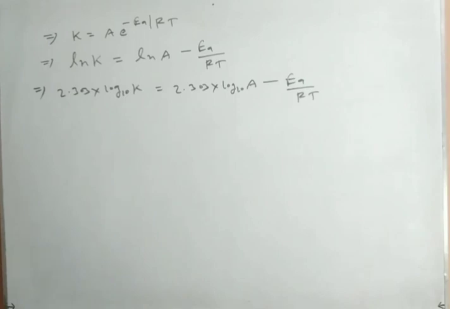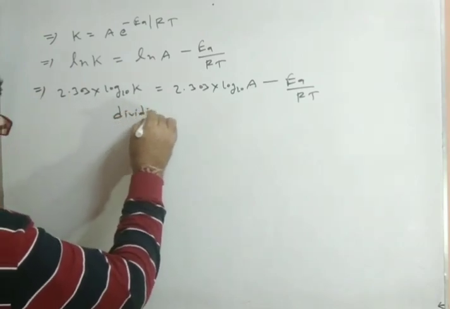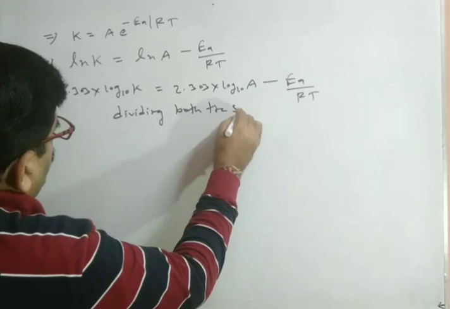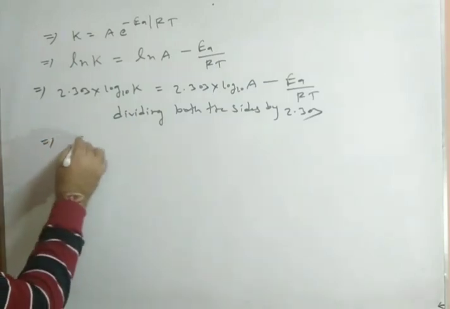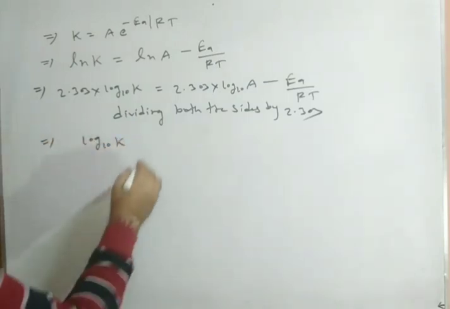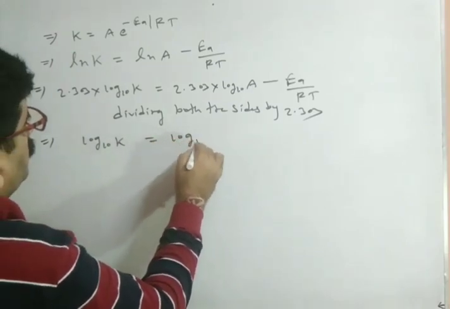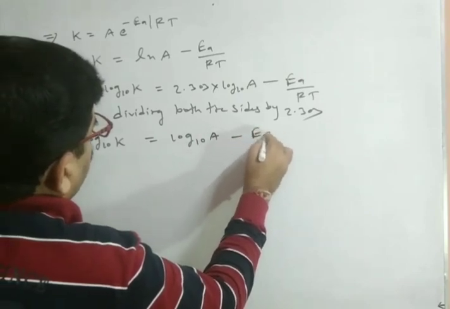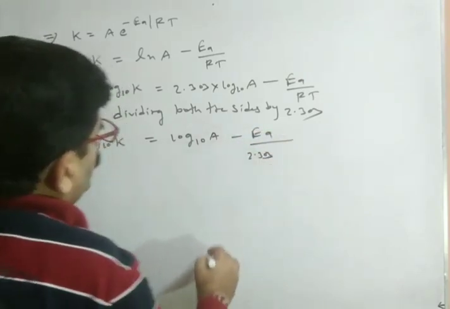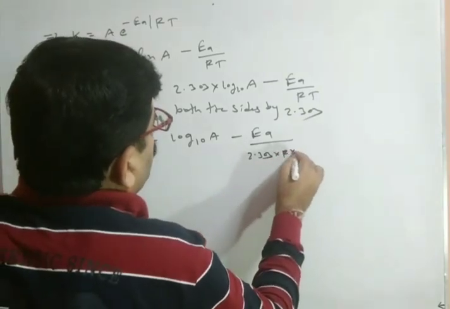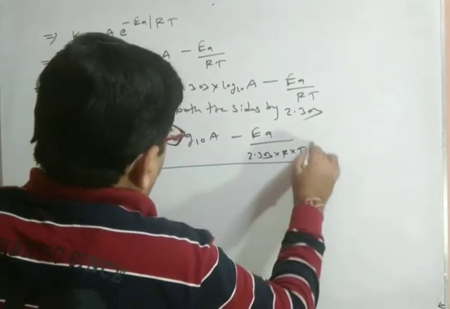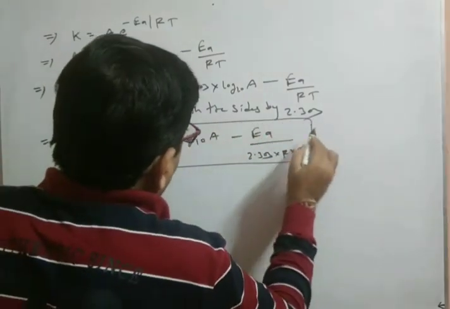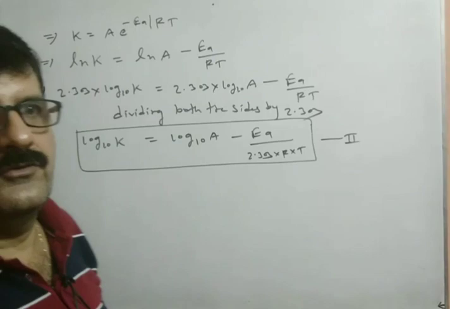Dividing both sides by 2.303, we get log base 10 k = log base 10 A minus Ea/(2.303 R T). Suppose this is our equation second.